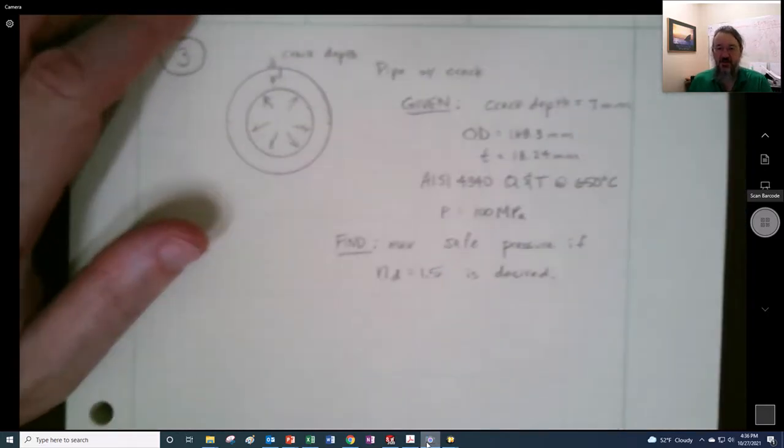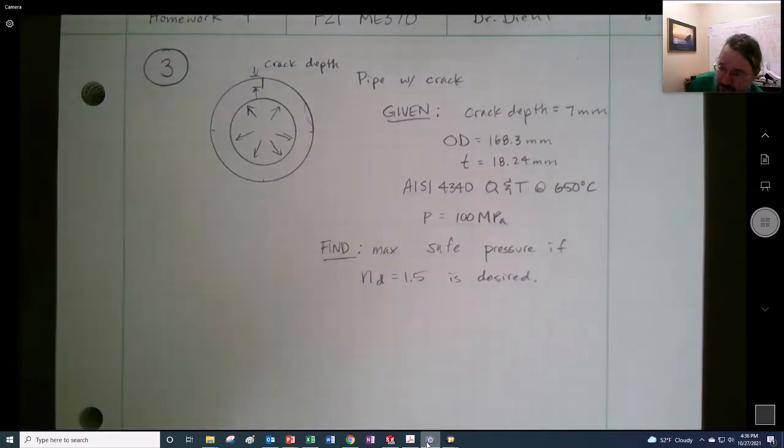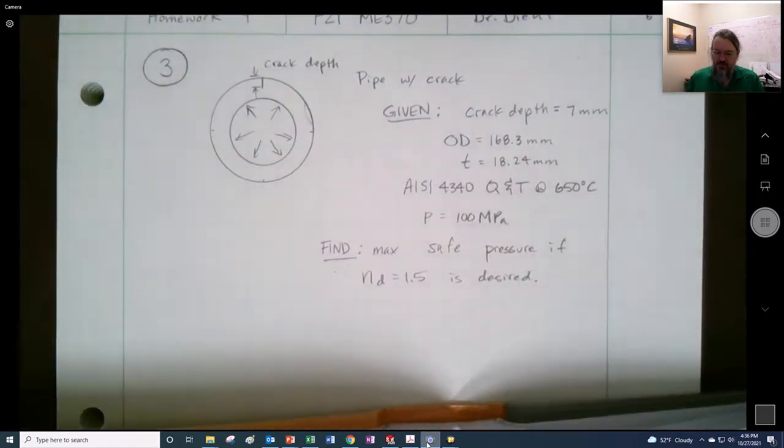Let's see. So some of the things I need to get are looking in the book. If I can find the book. What do I do with the book? There it is on the floor. There. Okay, find the book. First, let me look at the material stuff.